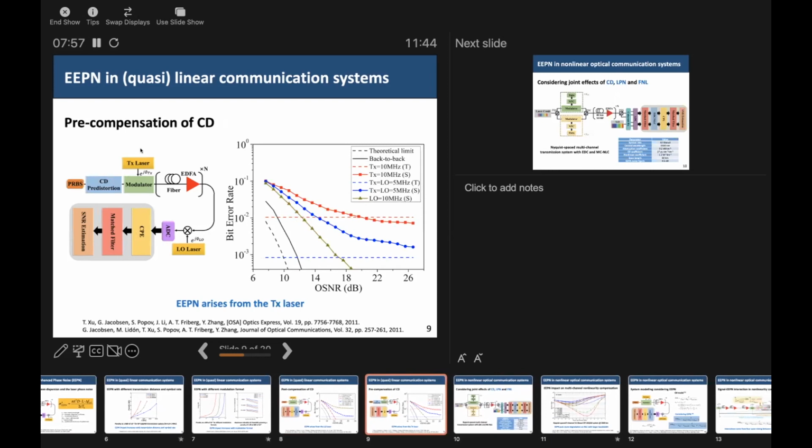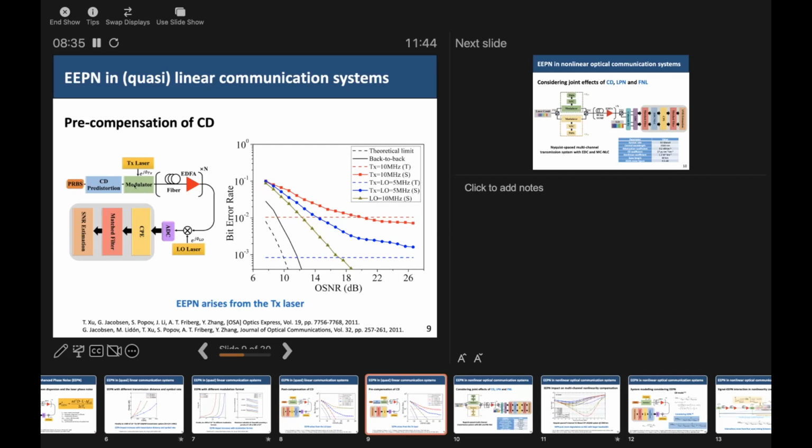But if we have some pre-compensation of the chromatic dispersion, if we move the chromatic dispersion compensation to the transmitter part, the laser phase noise will not experience the chromatic dispersion, because the data will interact with the chromatic dispersion. So the laser phase noise will go through the optical fiber dispersion only, and the local oscillator laser phase noise will experience no dispersion, because there is no dispersion compensation module in the receiver part.